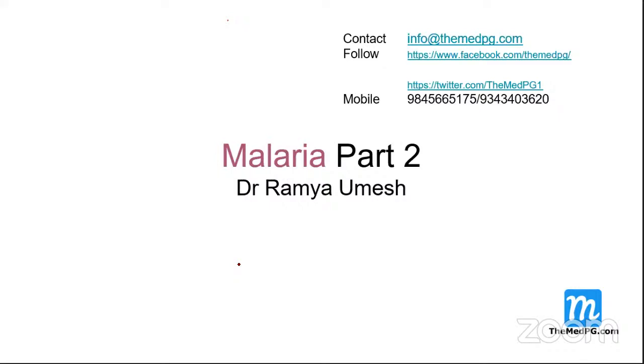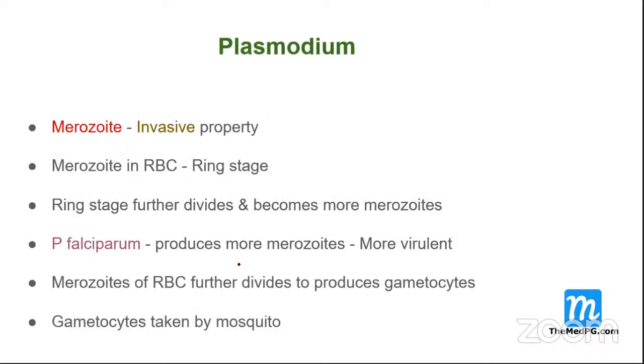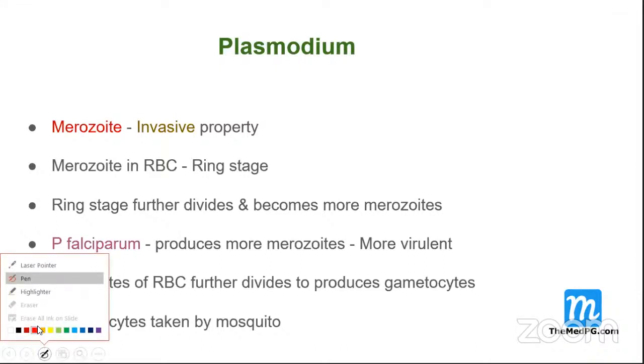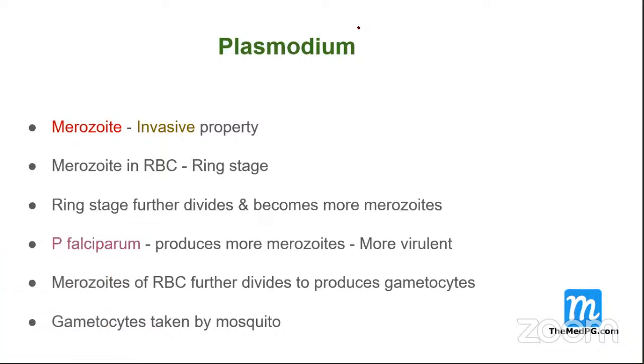So in the previous class, we have seen some historically significant points related to malaria, and also the life cycle in detail of Plasmodium species, and also the various Plasmodium species which cause different types of malarial fever. So as a part of continuation, just to brush up over here, merozoites are the ones which have the invasive property.